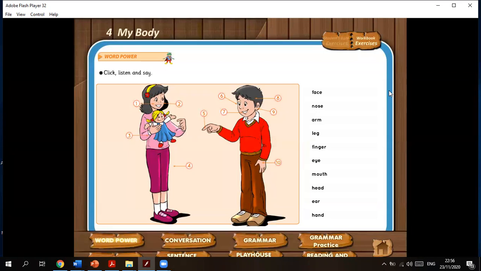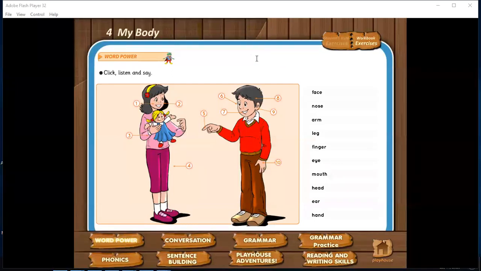Okay, who can tell me what is the date? The date and the day. Today is Tuesday. Well done, Tuesday. And the date is 24, well done.